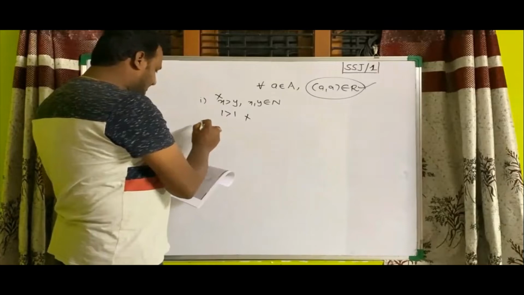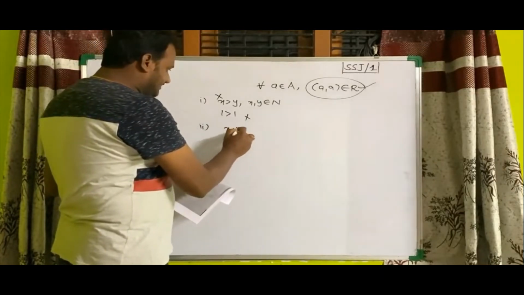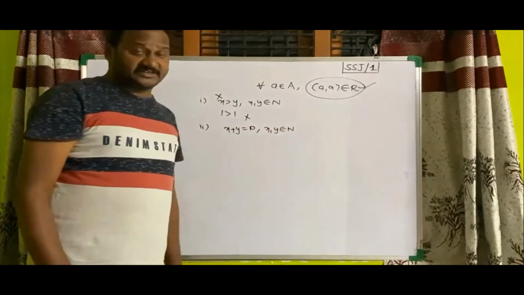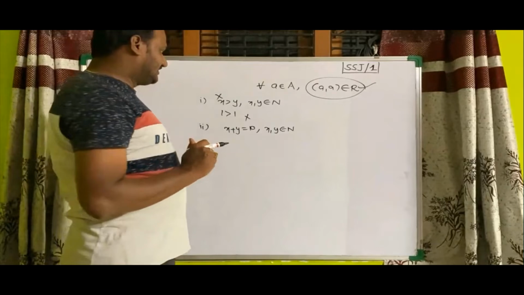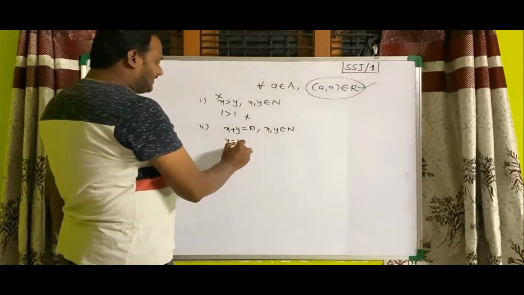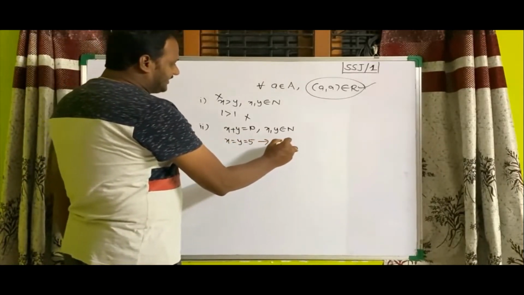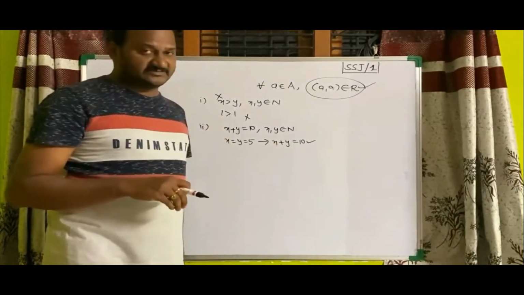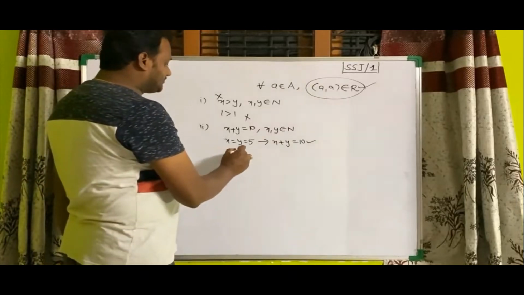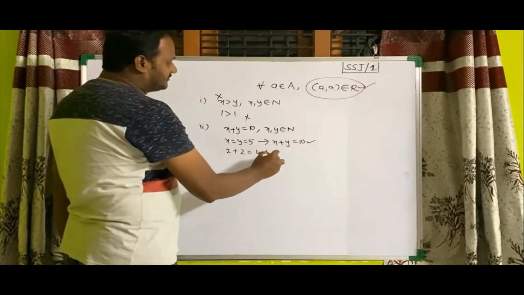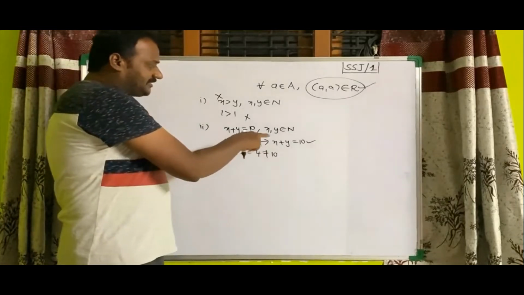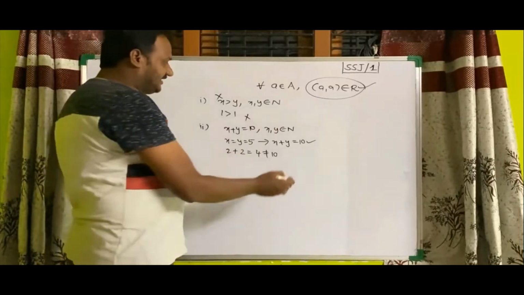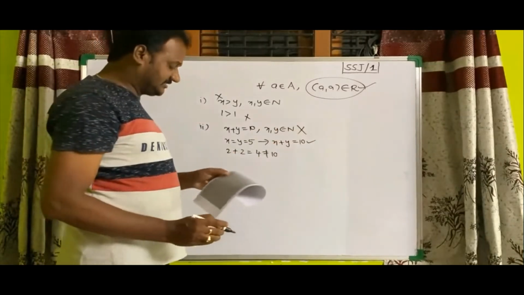And coming to the second one: x plus y is equal to 10, where x, y are natural numbers. We are checking whether it is reflexive or not. For x equal to y equal to 5, x plus y is 10, correct? But 5 is not the only natural number. If I take 2 plus 2, it is 4, which is not equal to 10. It means (5, 5) belongs to that relation, whereas (2, 2) does not belong to that relation. So this is also not a reflexive relation.